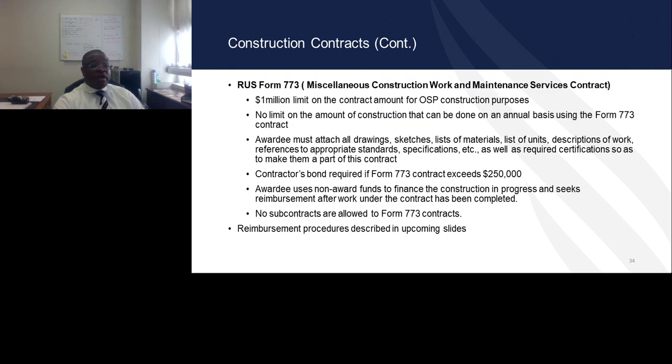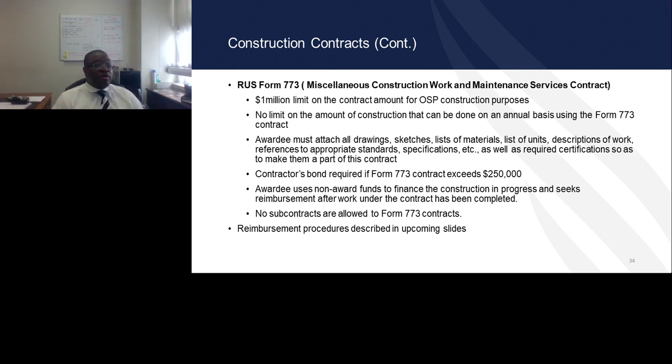On the 773 contract, please note that there is a $1 million limit for outside plant contracts that elect to use the 773 form. That is because the 773 form is used mostly for small-scale construction, and there is a $1 million limit for small-scale outside plant construction. Any outside plant construction project that exceeds the $1 million threshold, a 515 form or a non-RUS contract must be used.